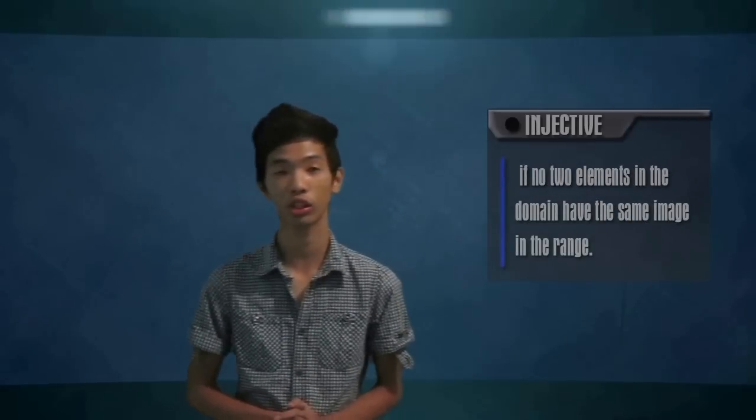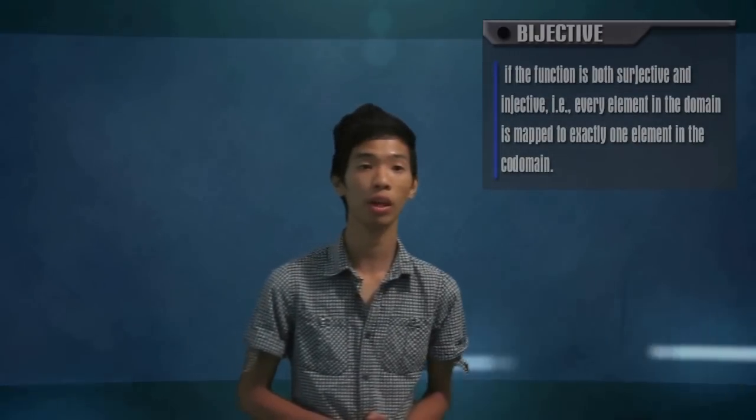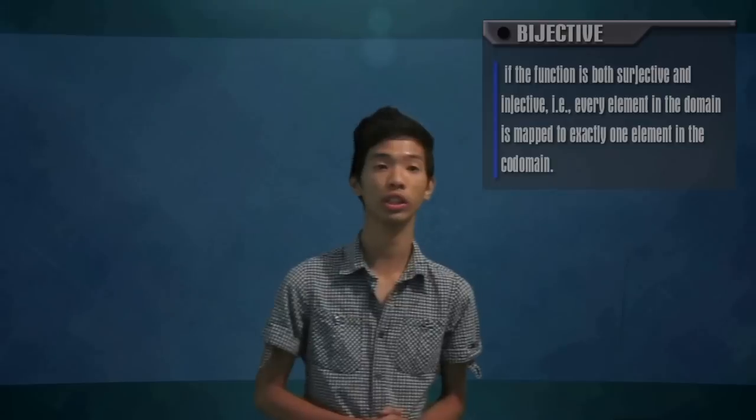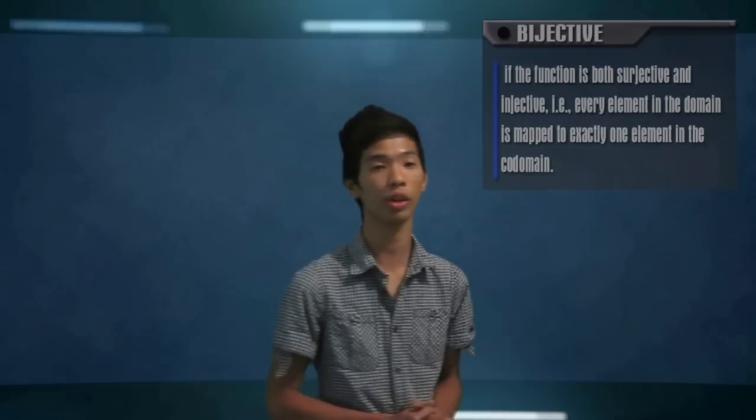For a given function f, we can say that f is surjective if the range equals the codomain. There are no elements in the codomain which do not have a pre-image in the domain. It is injective if no two elements in the domain have the same image in the range. It is bijective if the function is both surjective and injective. Every element in the domain is mapped to exactly one element in the codomain. The identity function f on the set A is defined by f(x) = x.